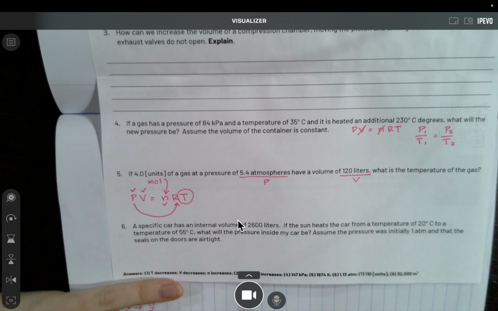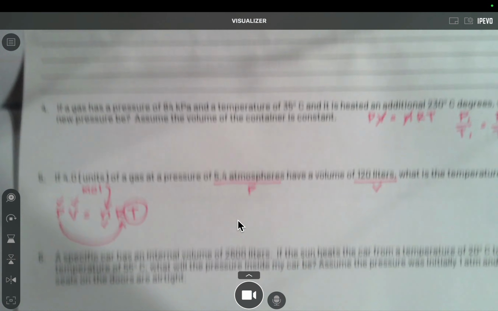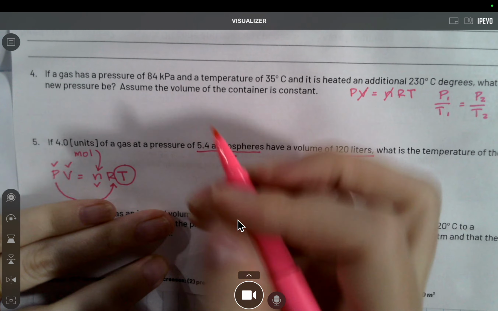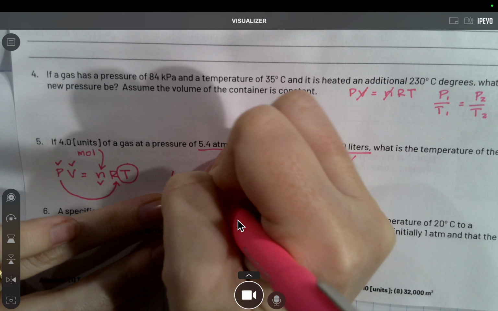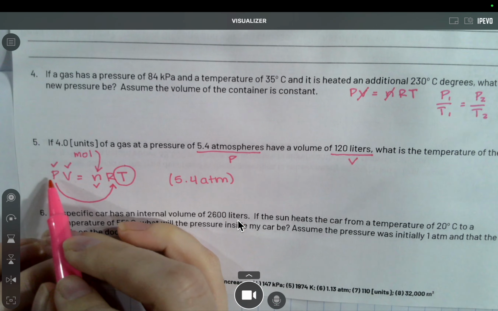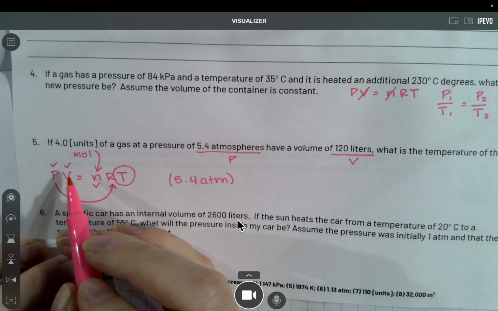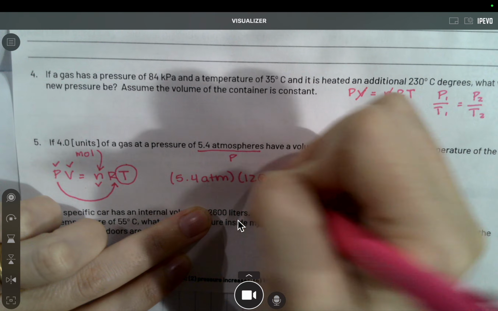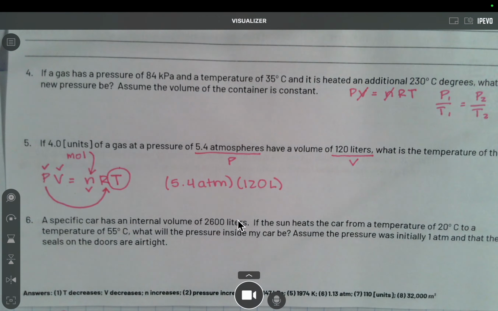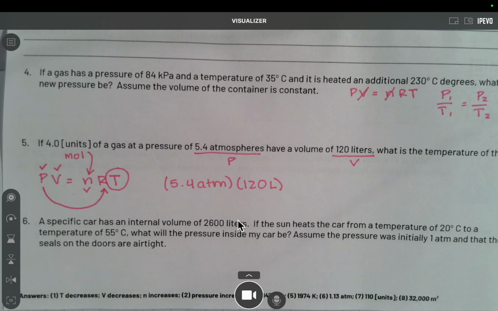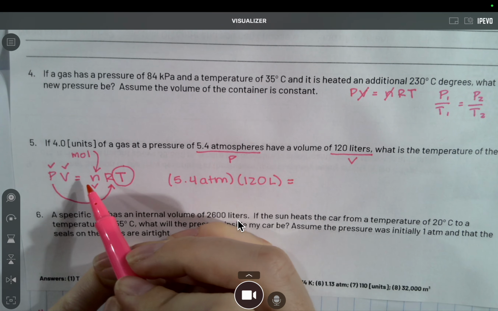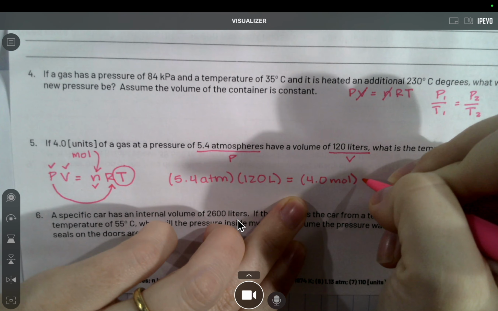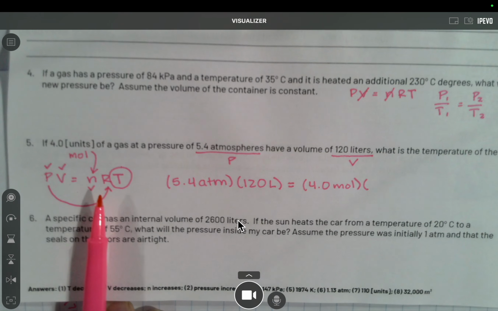All right, so let's set this problem up. Scoot this down a little bit so I can zoom in. All right, let's set this up. So P is pressure. That's going to be 5.4 atm. That's the P. So P times V. So we're going to do this times volume. Where's the volume? Here it is, 120 liters. Good. That's going to be equal to the number of moles. They already gave us that. 4.0 moles times R.